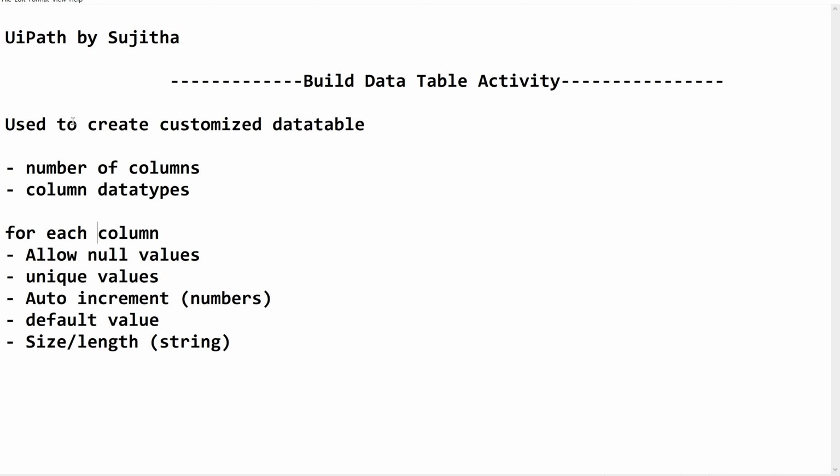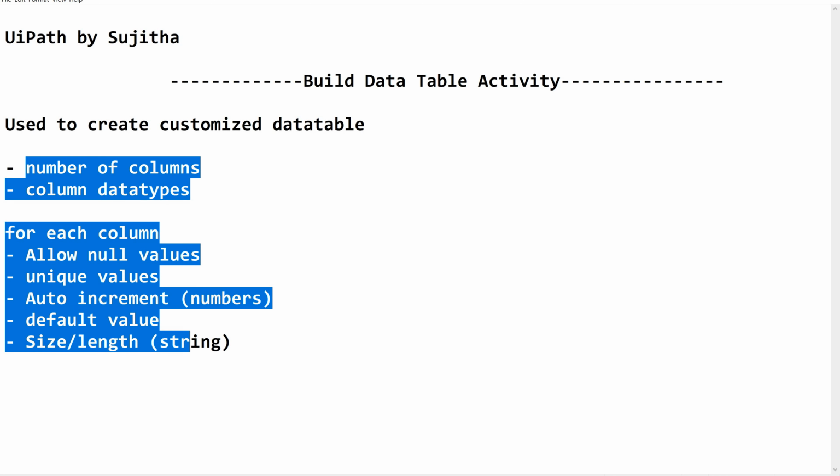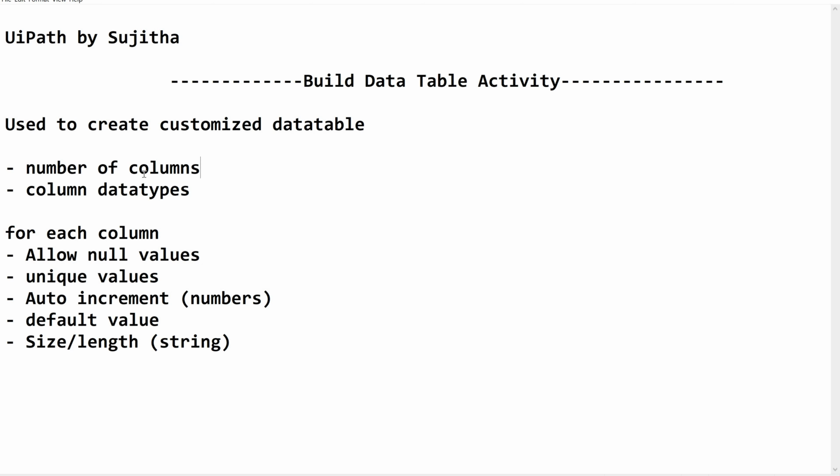So build data table activity is used to create our customized data tables in UiPath Studio. Using this activity, the benefit is to configure the number of columns, to configure the column data types, and for each column we can configure allow null values or not. We can use this unique values. So all these checkboxes are available for each column.